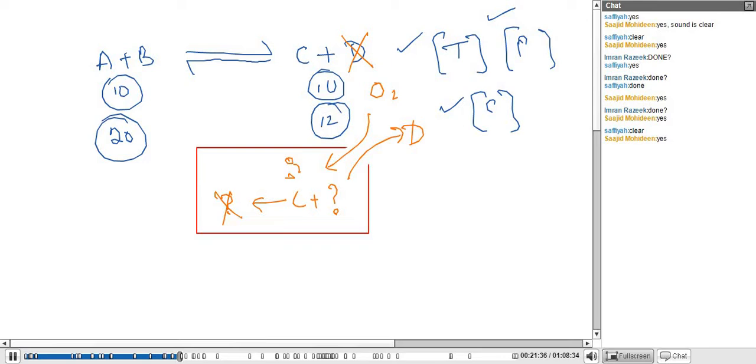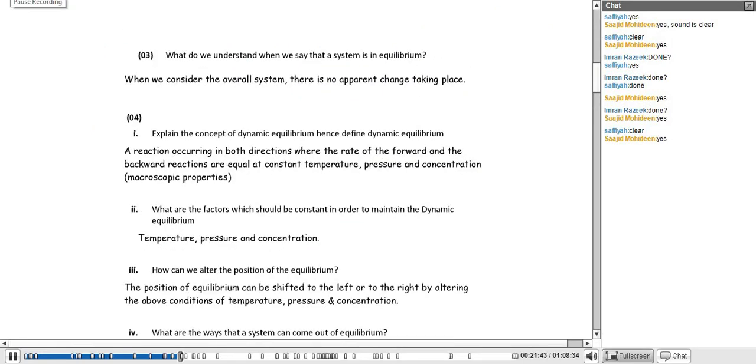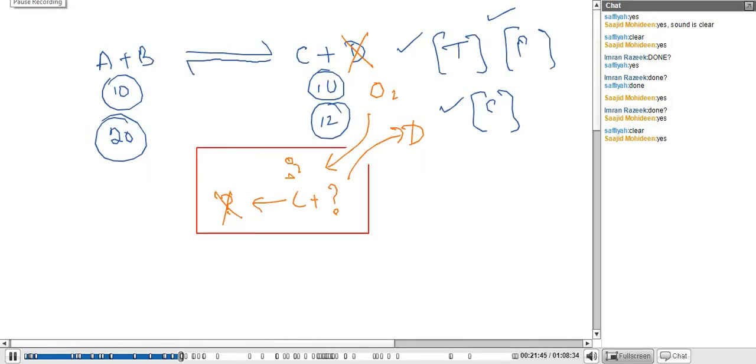So once the system reaches equilibrium, there won't be any apparent change taking place, because consider the reactants and the products, the concentrations remain constant, but there will not be any apparent change. Apparently there is no change taking place. That means A and B concentrations are constant, and so are C and D.